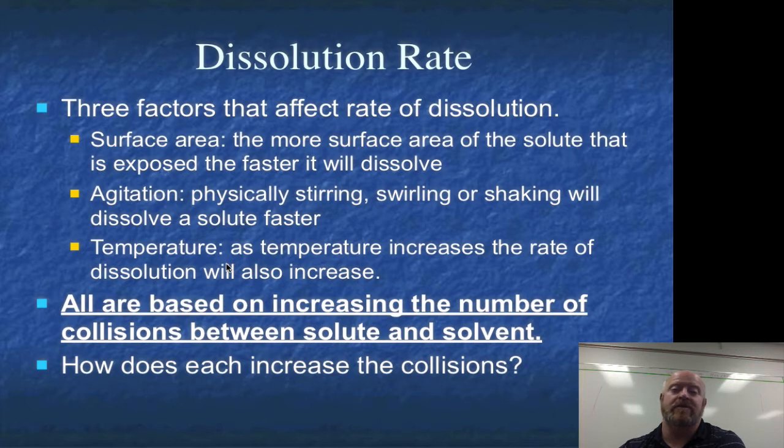Now, if you wanted to slow this down, you would do the opposite. You'd want to have the least amount of surface area, you would not want to stir it, and you want to make it as cold as possible in terms of slowing the process down.